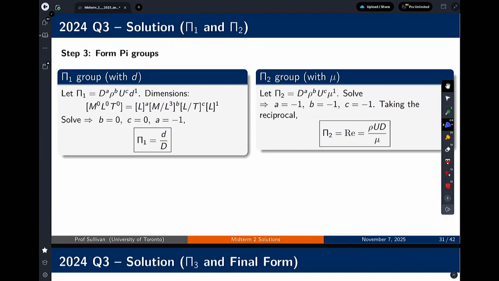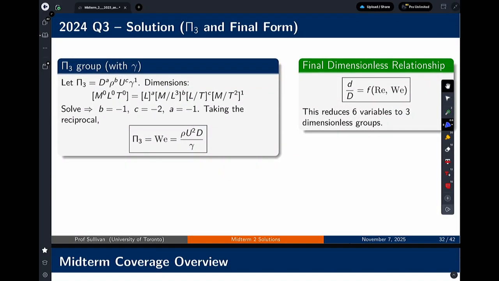You can calculate all the terms, and I haven't done the complete job here. It's a little bit of algebra, but you end up with pi 1, which is d over D, pi 2, which is Reynolds number, and pi 3, which is going to be Weber number.